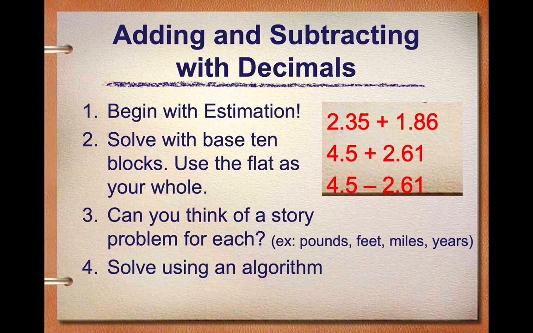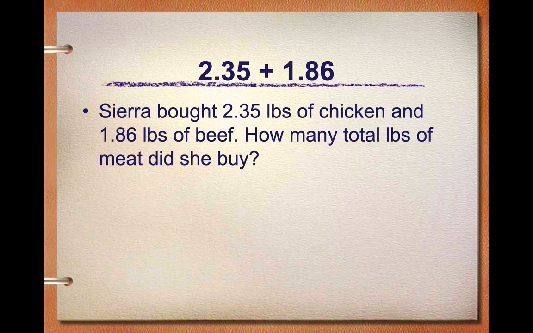Like this one looks like it should probably be near about 4. We already have 3 wholes and we have a lot of decimals there, so it should be near 4. It would be a great thing if students could even realize the answer should be around 4 before we start. And let's think about some visuals here with base 10 blocks or other things and story problems. It's just like in the past. So let's take a look at that first one. 2 and 35 hundredths plus 1 and 86 hundredths.